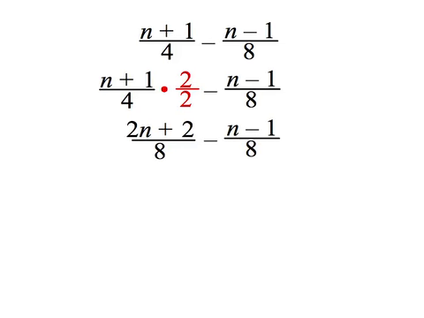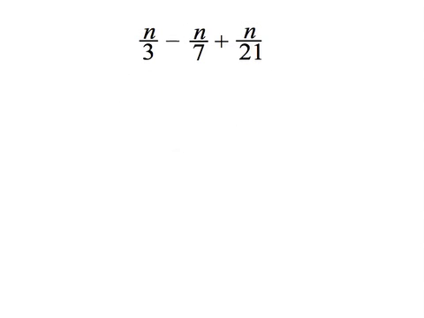Now we have to be very careful because we're subtracting the entire fraction n minus 1 over 8, which means when you're dealing with the numerators, we're subtracting the entire numerator n minus 1. Well, 2n minus n is n, but be careful, the 2 minus the minus 1 is of course the same as 2 take away negative 1, which is like adding 2 plus 1. So our new numerator is n plus 3 over our denominator, which is 8, and it's in lowest terms.